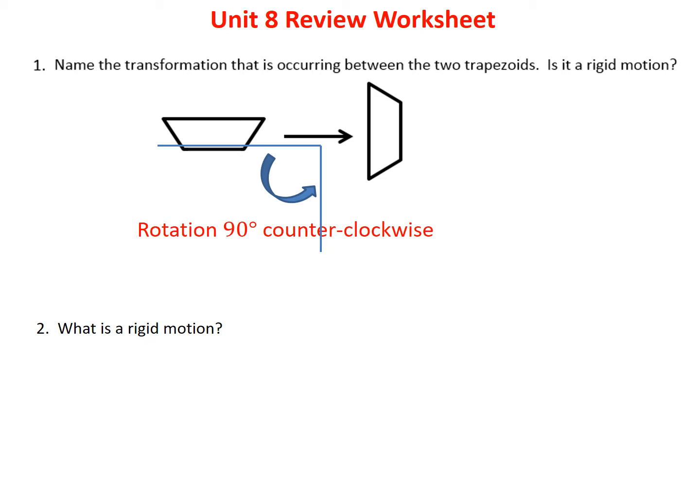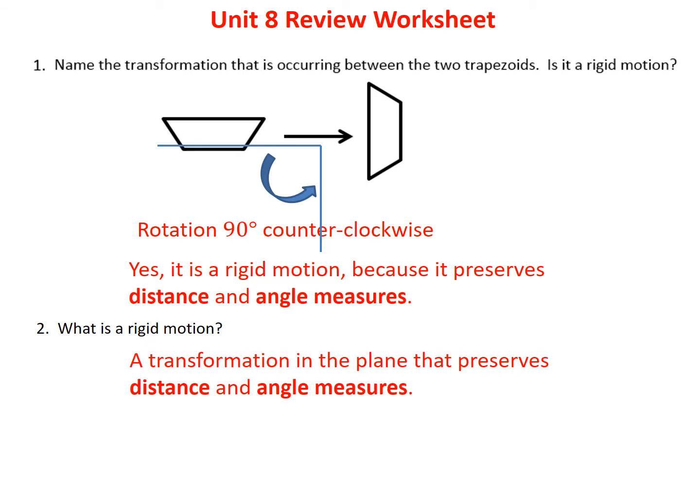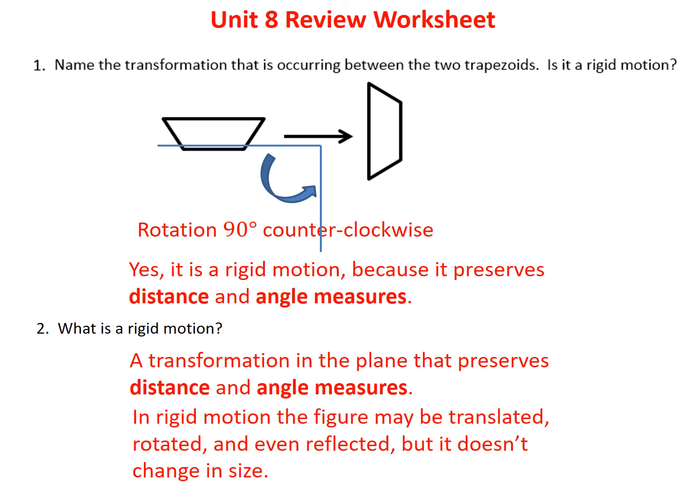Now, is it a rigid transformation? Well, rigid motion means it retains its same size and shape. And if you were to compare these two shapes, even though they've rotated, they are. So yes, this is a rigid motion because it preserves distance and angle measures. What is rigid motion? Rigid motion is a transformation in the plane that preserves distance and angle measures. In other words, the shape doesn't change size. In rigid motion, the figure may be translated, rotated, and even reflected, but it doesn't change in size. That is rigid motion.